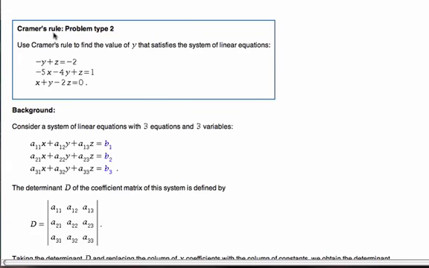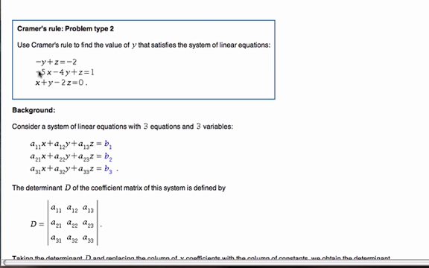For using Cramer's rule to solve problem type 2, when you have three equations with three variables, you can use Cramer's rule to solve for x, y, or z. In this case, it's going to ask you to solve for y. So just some general background.